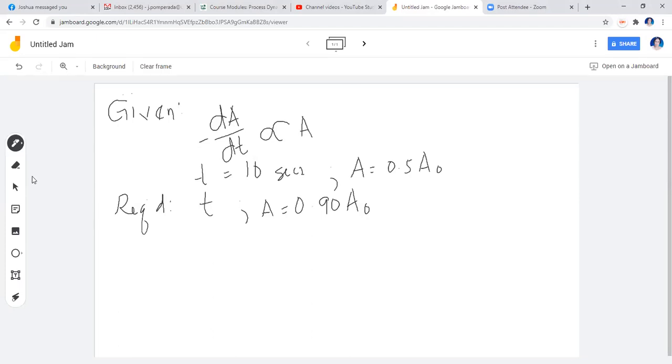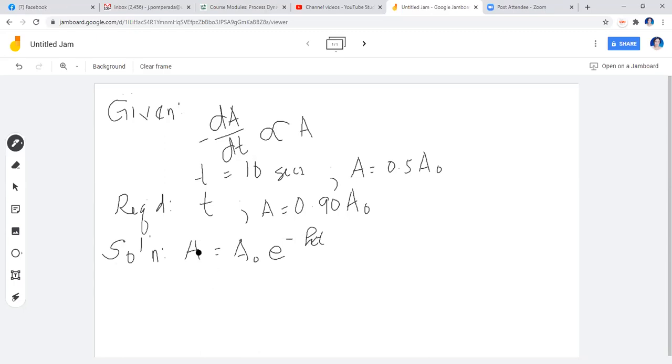Now we go to the solution of this problem. As I said, whenever you solve problems in DE, you need not derive the equation. So I'll go directly to the equation for decay, and that's A equals A sub 0 e raised to negative kt.